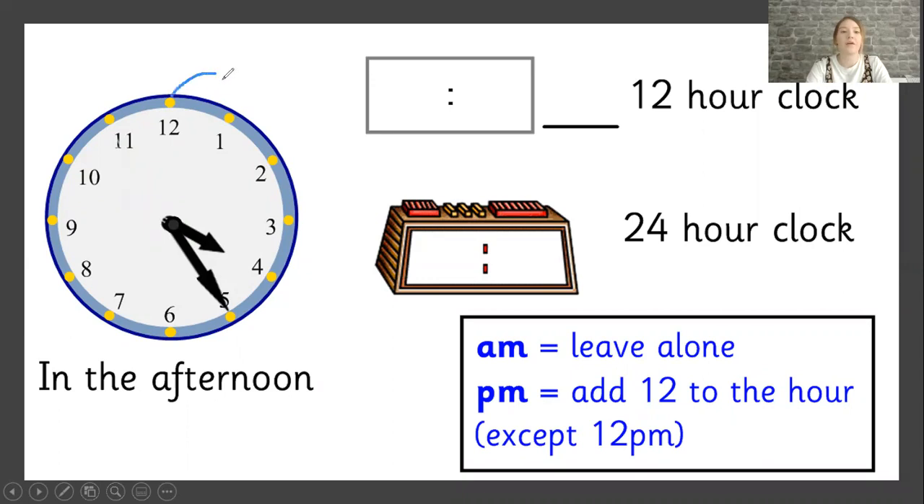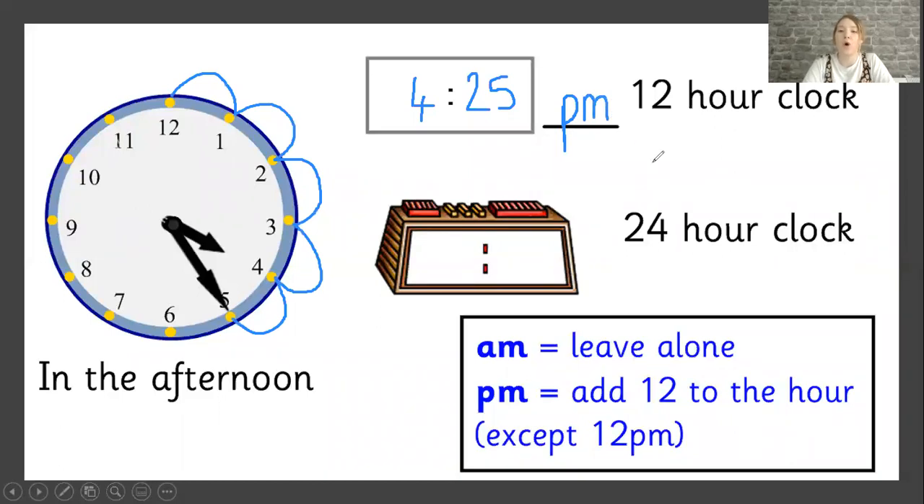So 5, 10, 15, 20, 25. So it's 25 minutes past something. Put 25 in the past box. And the hour is just past the 4. So it's 25 minutes past 4. And it says it's in the afternoon, so it'll be PM. Excellent. Okay, so 25 minutes past 4.